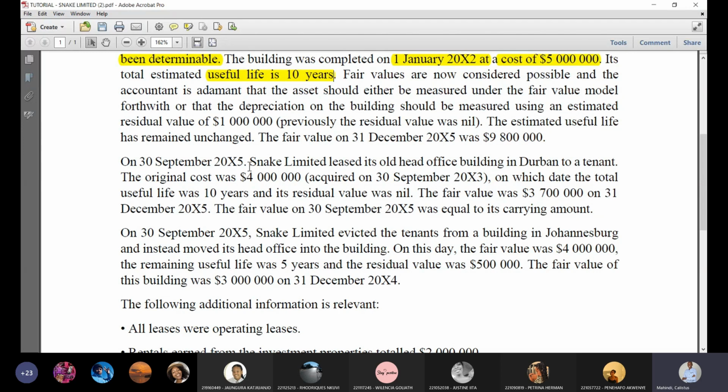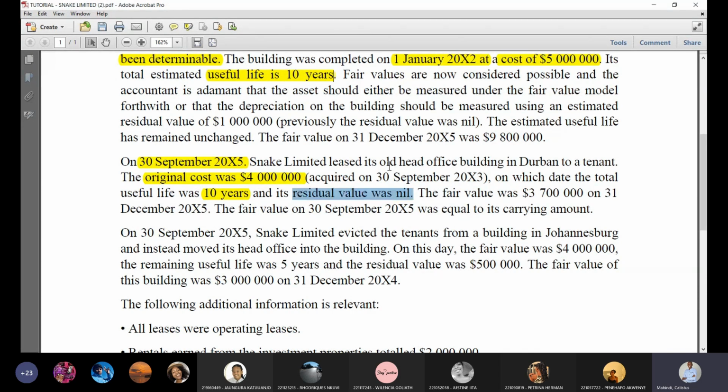So let us highlight the date of the change in use. That is 30 September. So it leased the old office building to a tenant. The original cost was 4 million. It was acquired on 30 September 20x3, on which date the total useful life was 10 years and its residual value was nil. So we need this information. Original cost was 4 million, and then we have a useful life of 10 years. Residual value was nil.